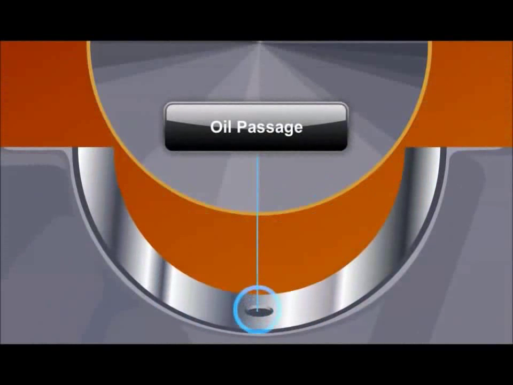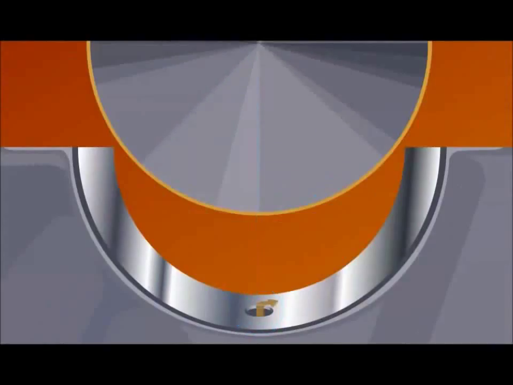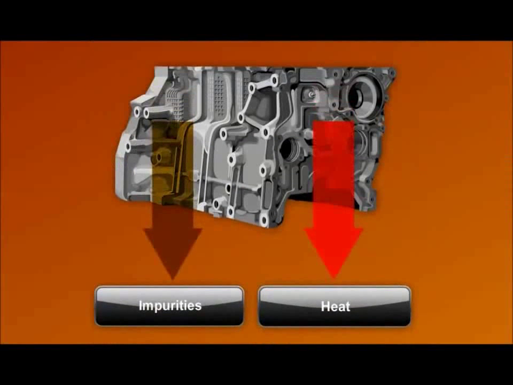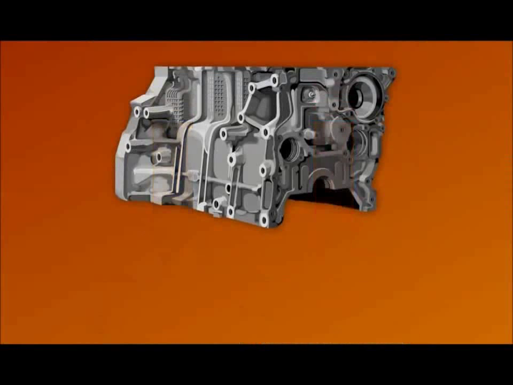To deliver oil to this gap, bearings include a hole in their face. From this delivery point, oil fills the space between the shaft and bearing. From here, oil drains from the bearing edge and returns to the oil pan. As the oil flows from the friction surface, it removes heat and impurities.